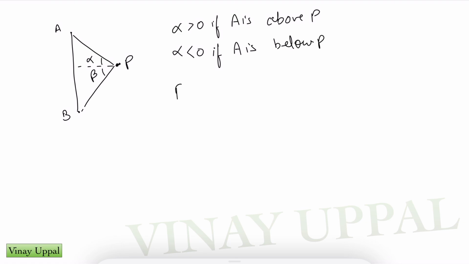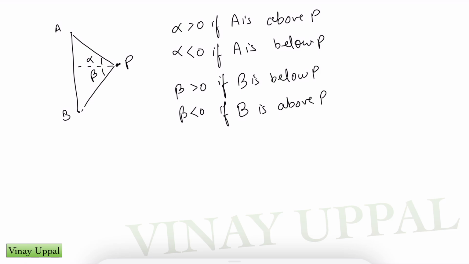So in this diagram, we have taken alpha as the angle subtended by A at P with the perpendicular from point P to the wire. So alpha will be positive if A is above P, and therefore alpha will be negative if A is below P. Similarly, beta is positive in our diagram if B is below P, and therefore beta will have to be taken as negative if point B is above P. Now what I mean by that is, let me just give you an example, it will be clearer.